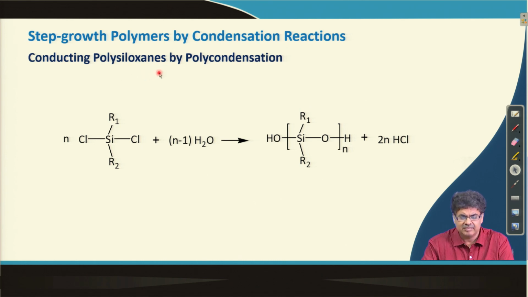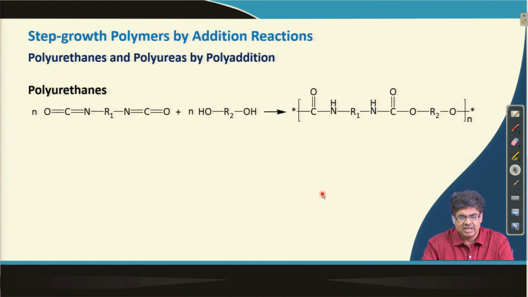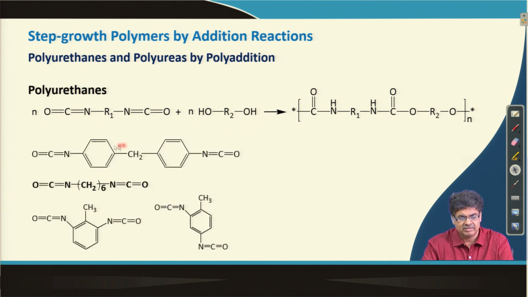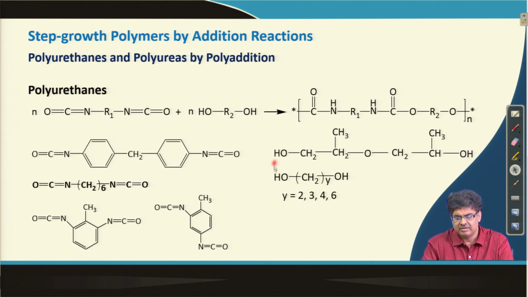Other examples like polysiloxanes, which contain silicon oxygen silicon bonds in the backbone, and further examples like polyurethane and polyureas. Polyurethanes are synthesized by reacting isocyanate with alcohol groups, like diisocyanate and dialcohol. Some of the diisocyanate examples are shown here, and some of the dialcohols are shown here. So, they react with each other forming the urethane linkage. This is the urethane linkage in the polymer. So, they synthesize polyurethanes.